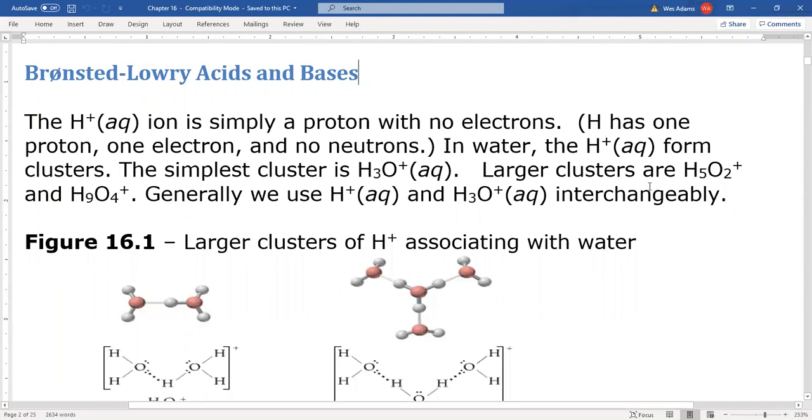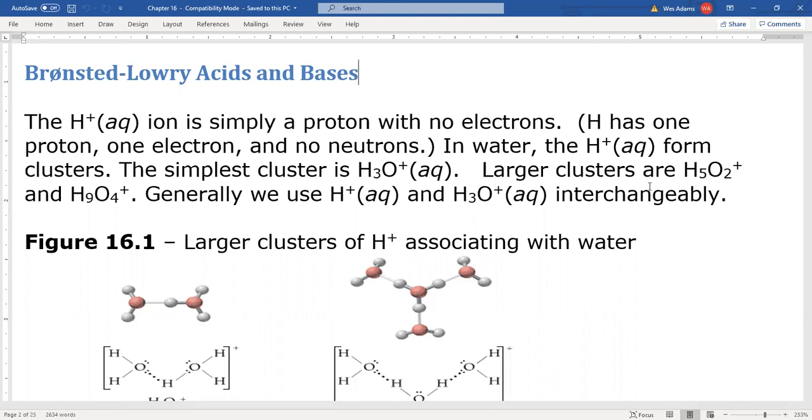Okay, so let's talk a little bit about Brønsted-Lowry acids and bases. That's a little bit different definition. So in this case, the hydrogen ion is simply a proton with no electrons. Remember, hydrogen has one proton and one electron, no neutrons.